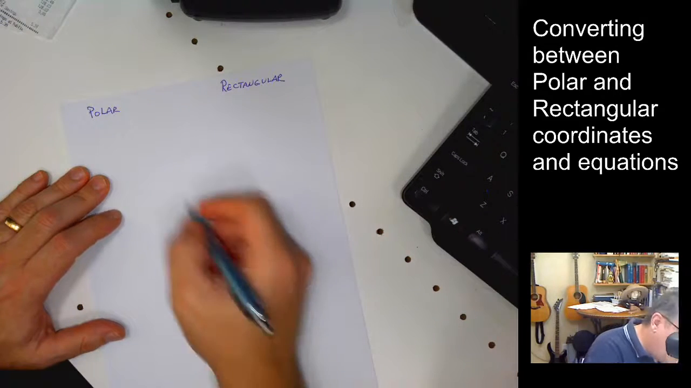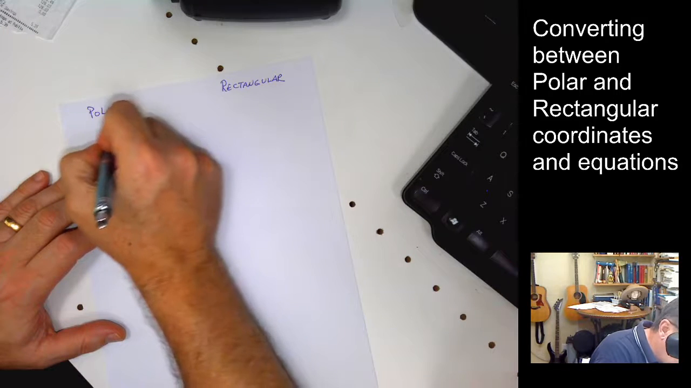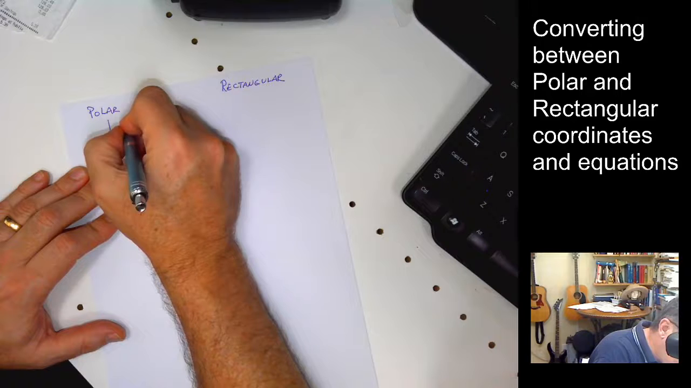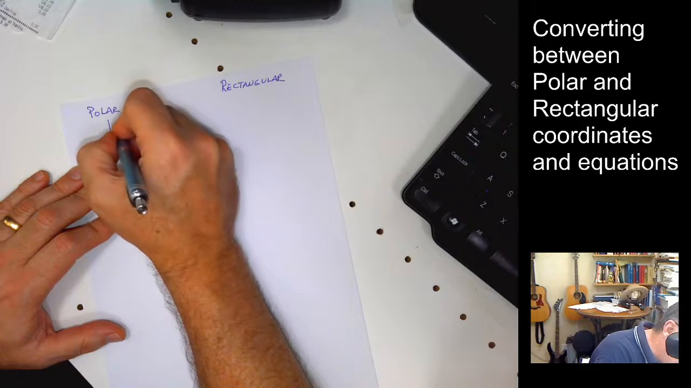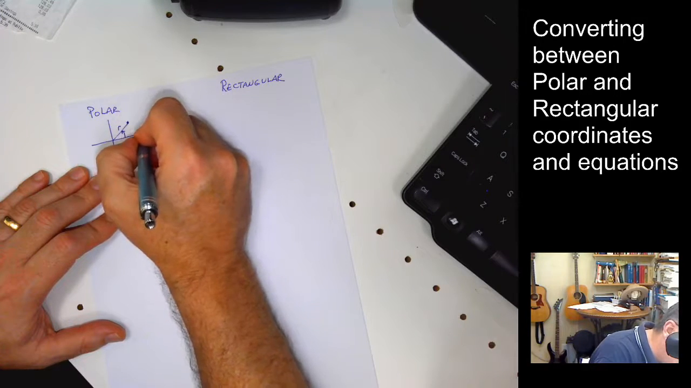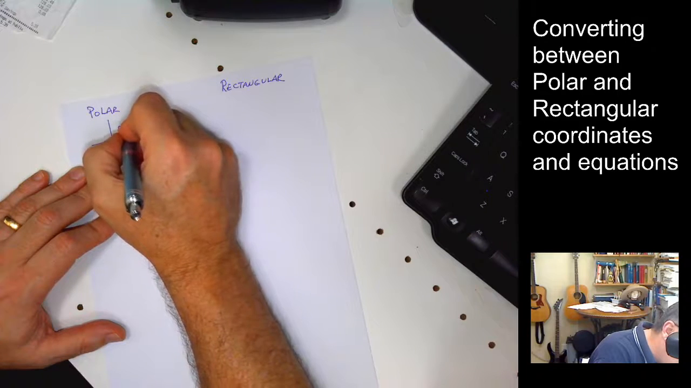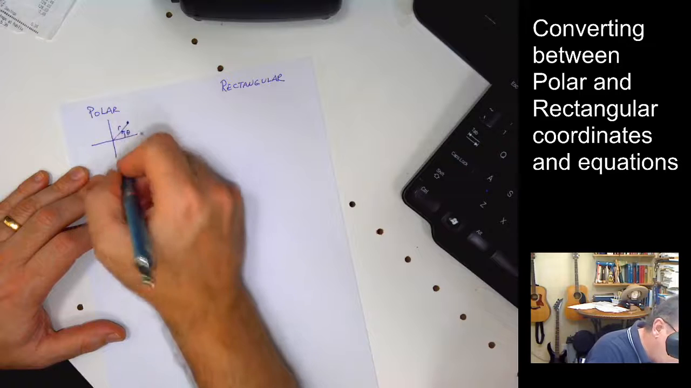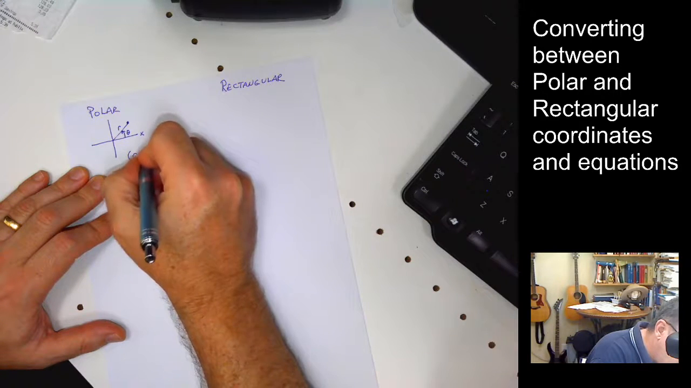Polar uses a coordinate system like this. So if you have this point there, it's going to have a distance from the center that we call r, and then it's going to have a rotation around from the positive x-axis that we are going to call theta. So the coordinates in a polar system are given as r, comma, theta.